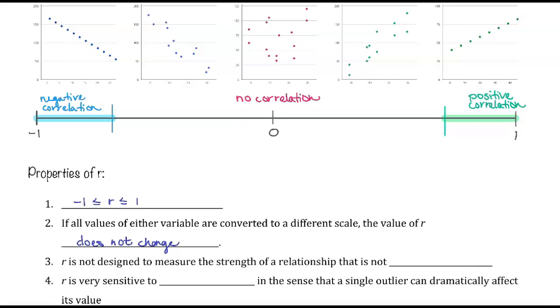Also keep in mind that r is not designed to measure the strength of a relationship that is not linear. r can tell us the strength of a linear correlation, but it does not rule out any other type of correlation. r is also very sensitive to outliers. That is, a single outlier can dramatically affect its value. So keep an eye out for outliers when you're looking at scatter plots of paired data.